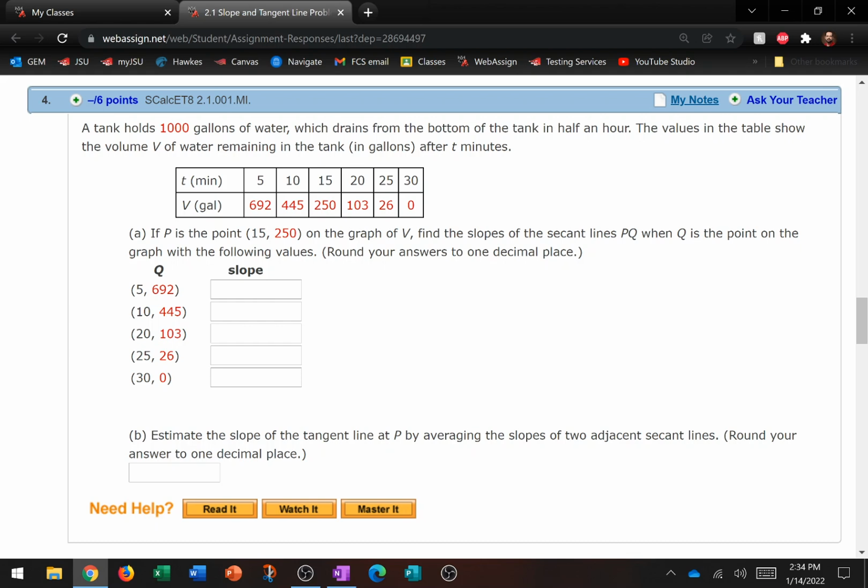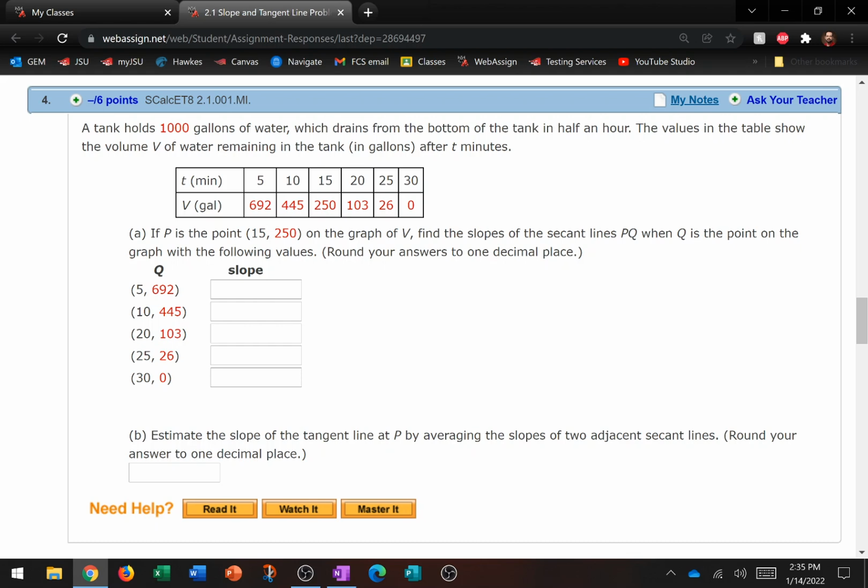So it's given us a fixed point P, just like we did, except instead of 1,1, fixed point P is 15,250. And then we just want to find the slope between that point, 15,250, and these other points it's given us as Q. And so really we just have 5 times to use the slope formula. Does that make sense?